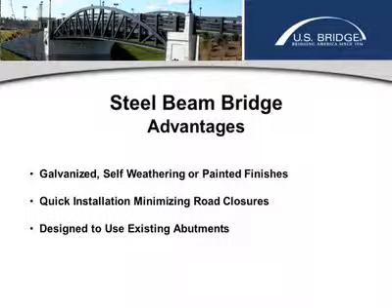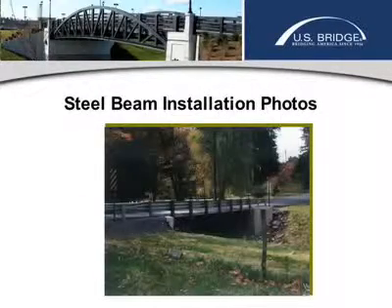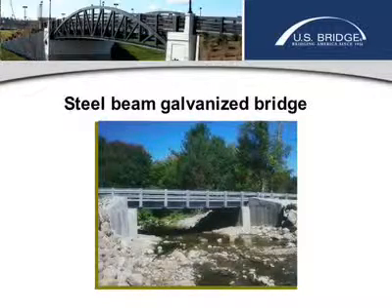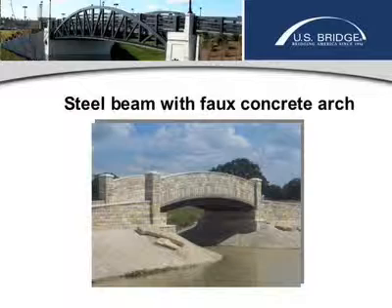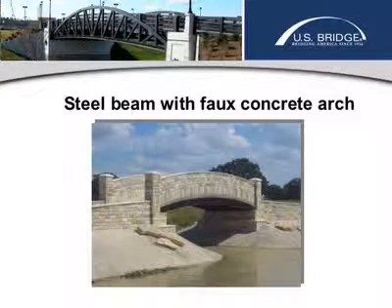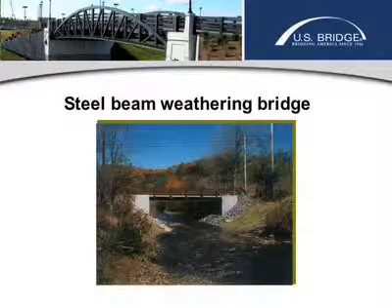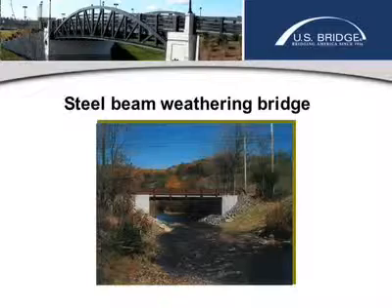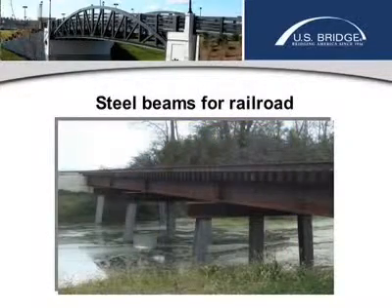Use existing abutments. Faux trusses can be added, as we've done in a few places. Mostly they're rural situations. This was in Texas. They added the concrete finish to an arched steel beam. The finishes are galvanized, weathering, and there's been a lot of simple span steel beams used for railroads, just from rolled beams.